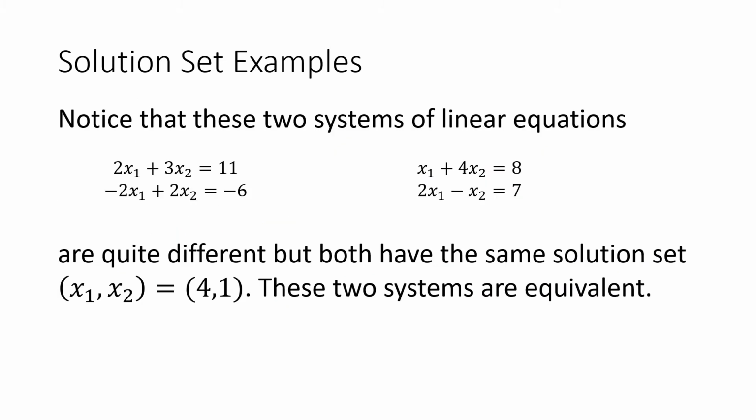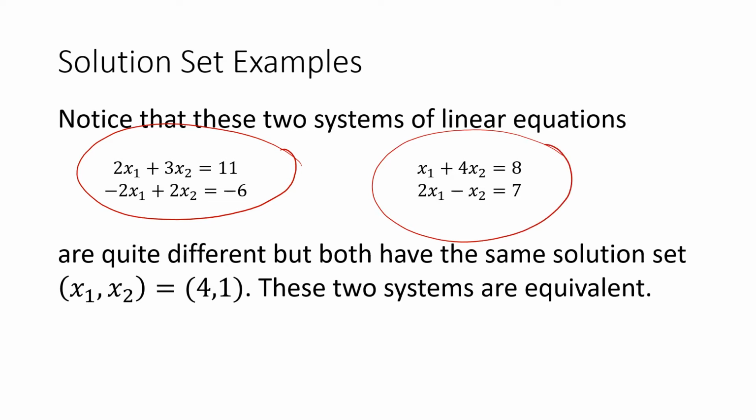But now take a look at those last two examples. That was the first example we saw, and that was the second example we saw. Both of these had the exact same solution set. All of these equations are very different, but the two systems have the same solution set. So we say that these two systems are equivalent. The solutions are the same. Equivalent just means that your solutions are the same.